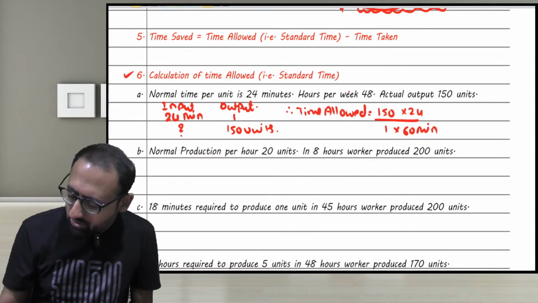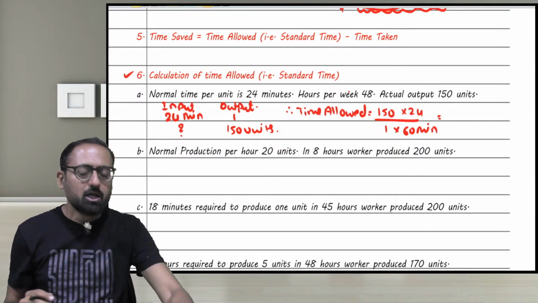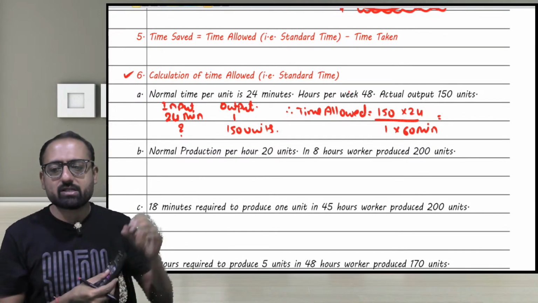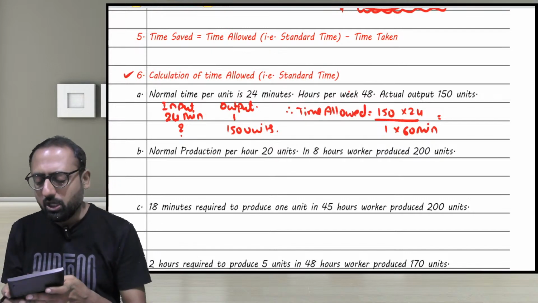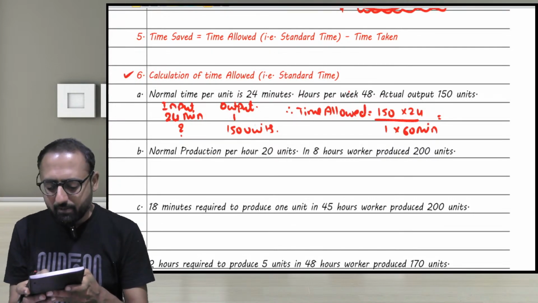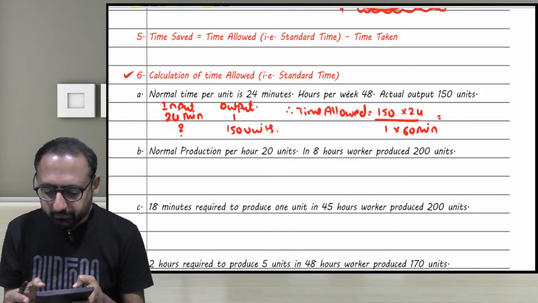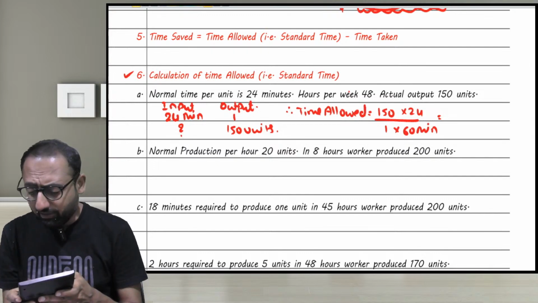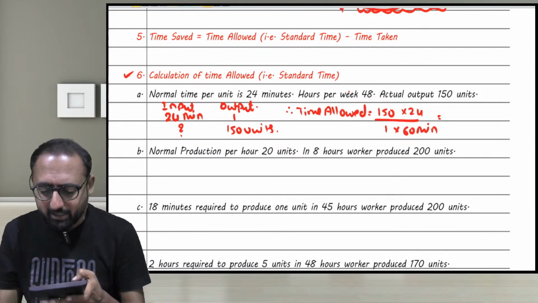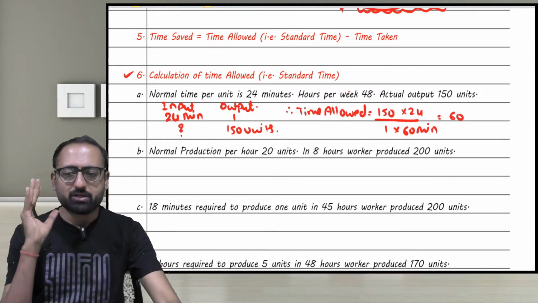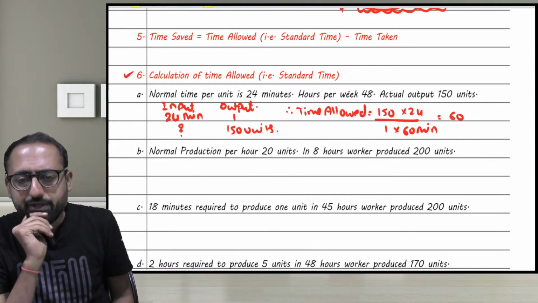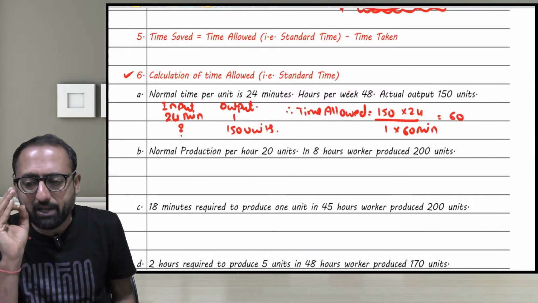So boys and girls, you'll have to answer quickly. How much will be the time allowed for this question A? I am waiting for your answer. Cross multiplication you'll have to work out: 150 multiplied by 24 divided by 60. Prabhu, what is your answer? Prabhu, your answer is 60. Yes or no? Whether everyone got this answer 60, boys and girls? You will have to reply, guys. A quick reply should be there.